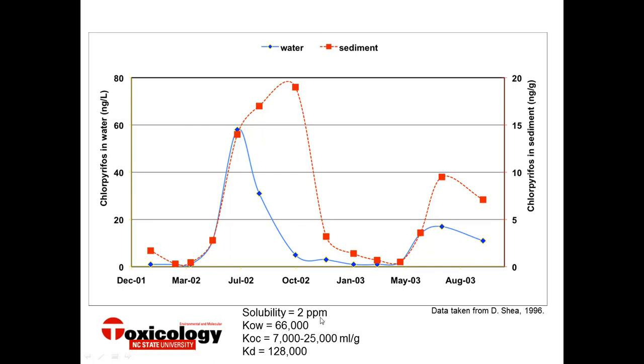Its solubility in water is 2 parts per million. It has a KOW of 66,000 at 23 degrees centigrade. It has a KOC of 7,000 to 25,000 mils per gram, and it has a KD of 128,000. So therefore it's reasonable, given all of these parameters, that we would see higher levels of this in the sediments of a river, as shown here, than in the water itself. And this is data taken, I think, from the Neuse, but I won't swear to it. It may be the Pamlico. And as you see, there's higher concentrations within the sediments in that river than within the water of that river over a certain time period.